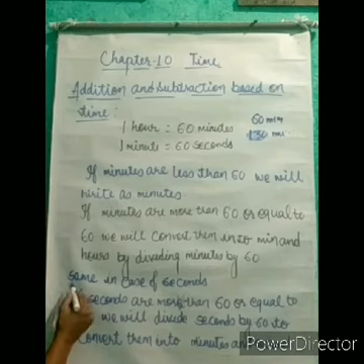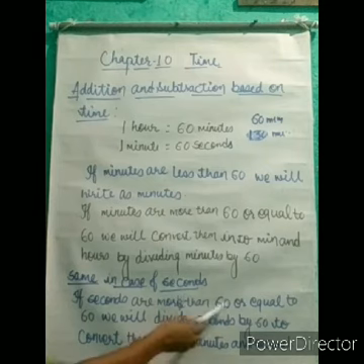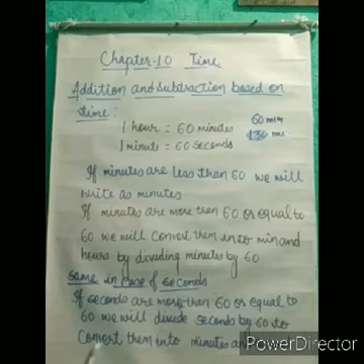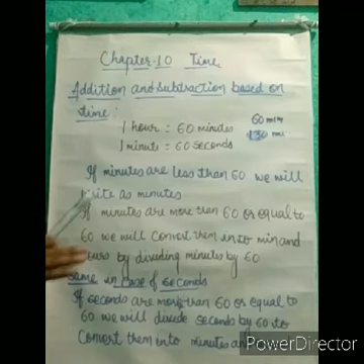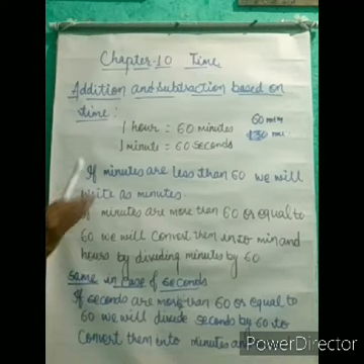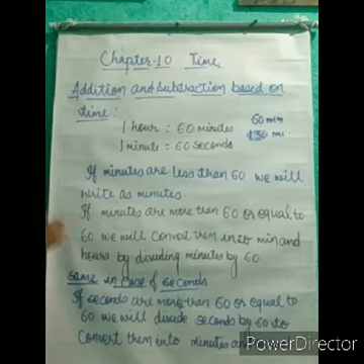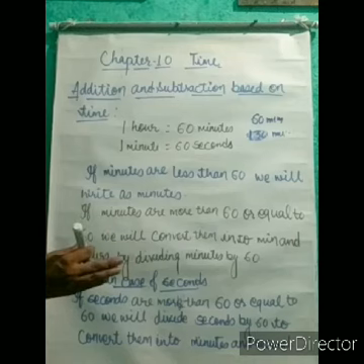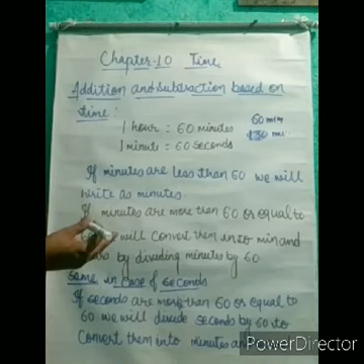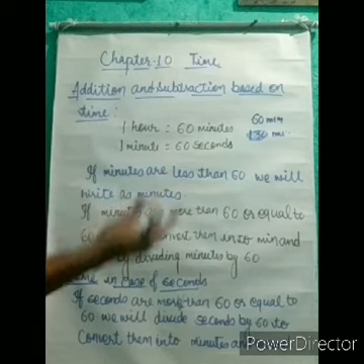Same case in seconds. If seconds are more than 60 or equal to 60, we will divide the seconds by 60 to convert them into minutes and seconds. In the same way, if minutes are given more than 60 or equal to 60, we will divide them by 60 for converting them into hours and minutes. And if seconds are given equal to 60 or more, we will divide again by 60 to convert them into minutes and seconds.